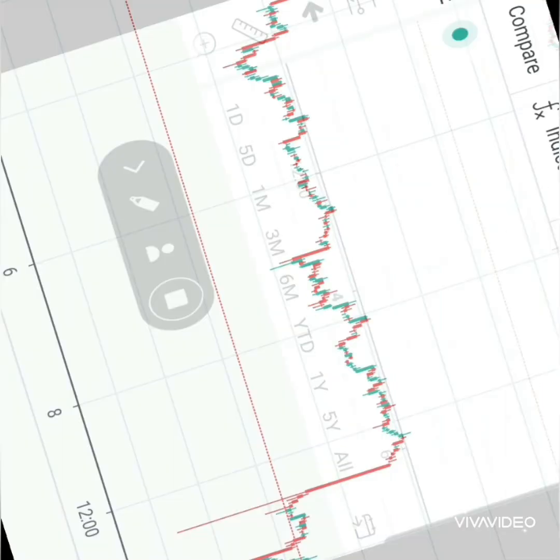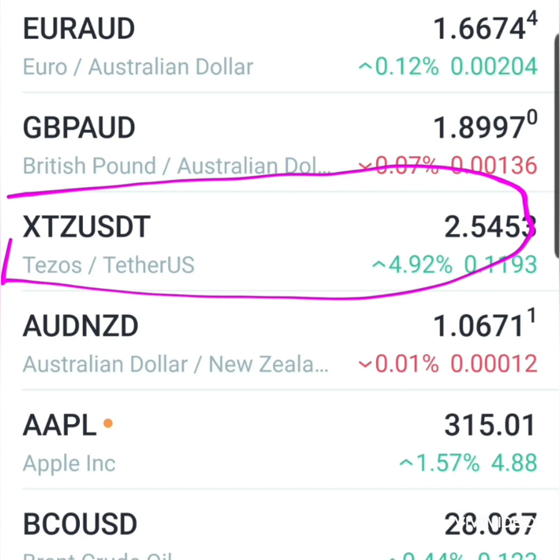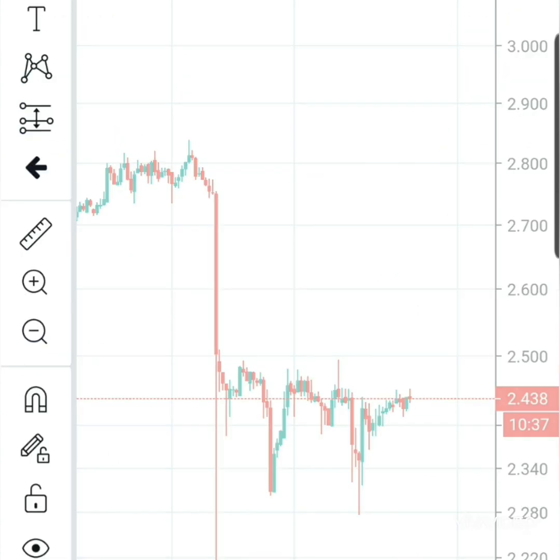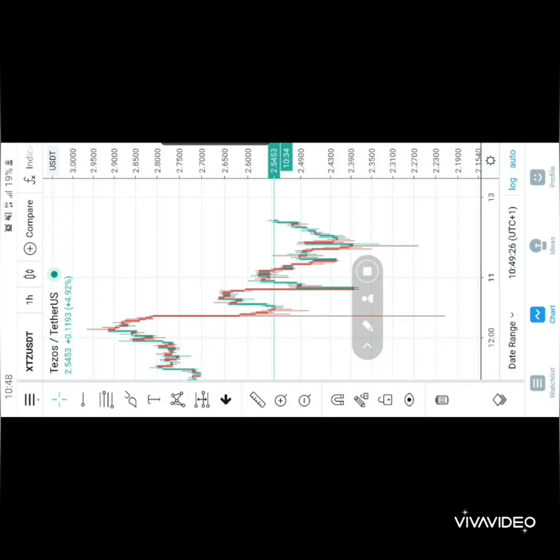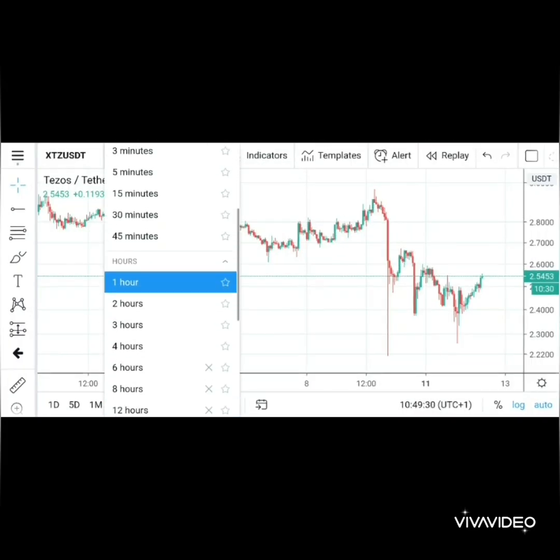Okay, let's say I want to do analysis on crude oil, Brent crude oil. Let's use cryptocurrency. Let's say I want to do analysis on STZ USDT. So I select STZ USDT and you can see it. Let's say I want to do my analysis on the 4-hour time frame. You choose your time frame, 4 hour.